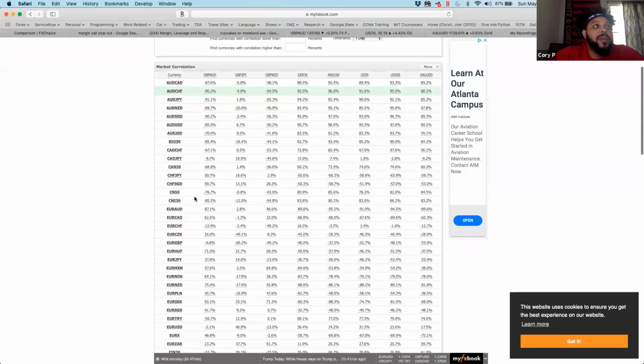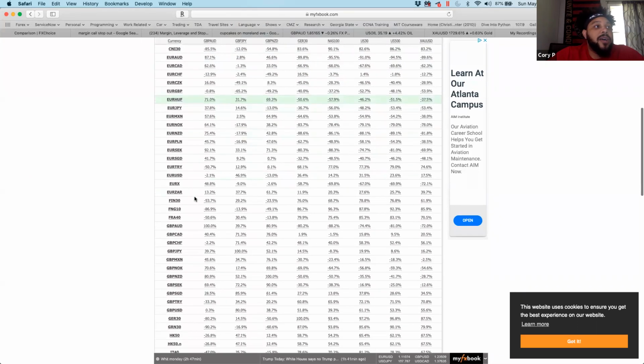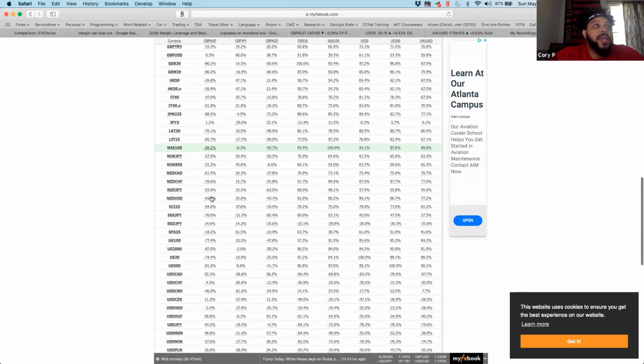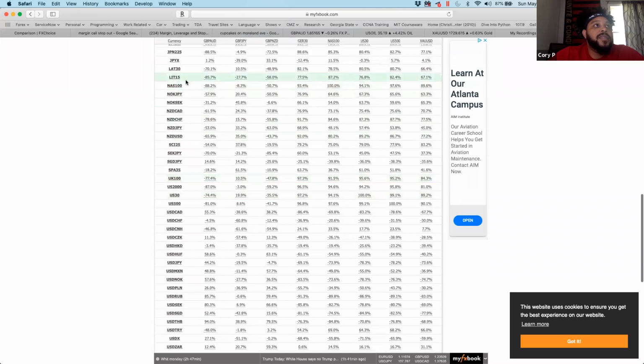So let's scroll down and look at how US 30 moves with NAS 100. Here is NAS 100 highlighted in green. NAS, of course, moves with itself 100% of the time. US 30 moves in the same direction as NAS 94.1% of the time. S&P, 97.6% of the time. Gold, 89.6% of the time they're moving with each other.